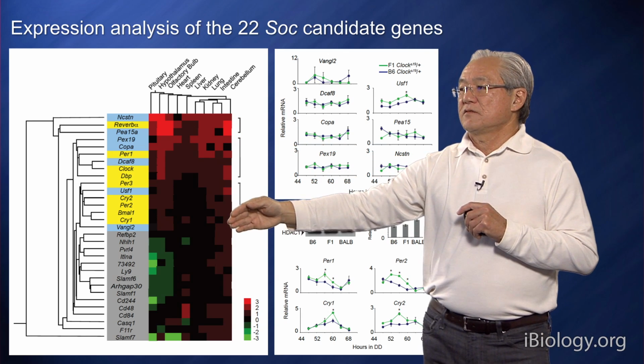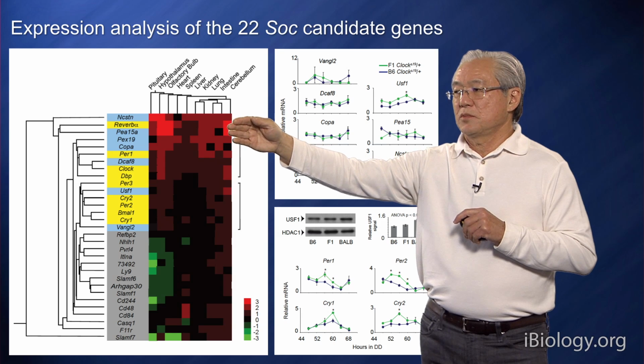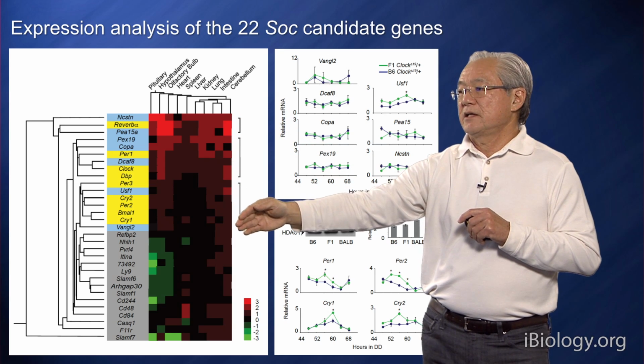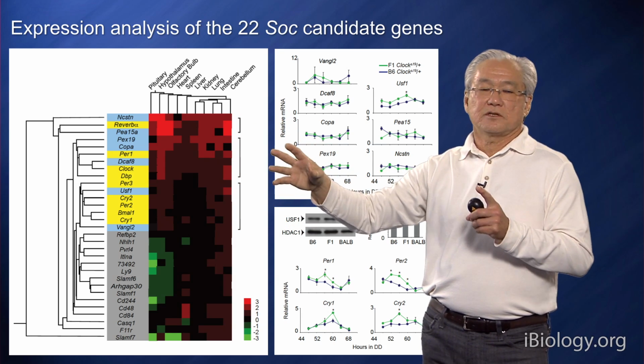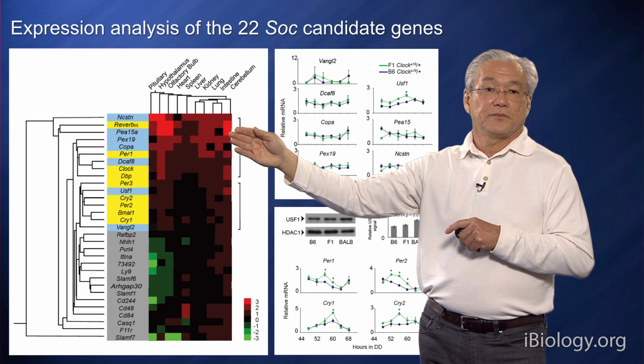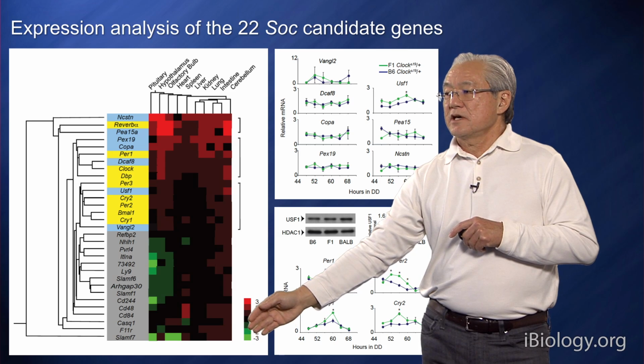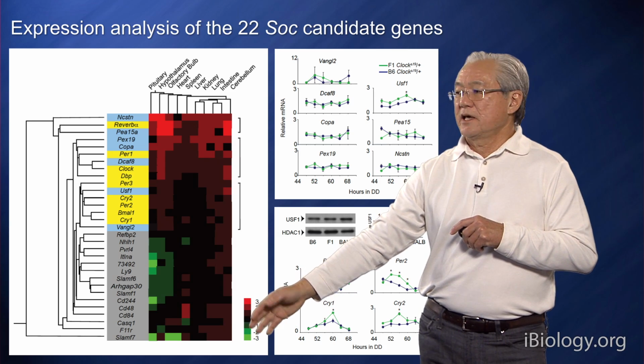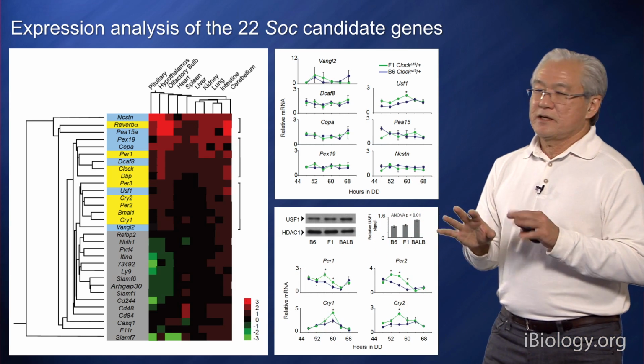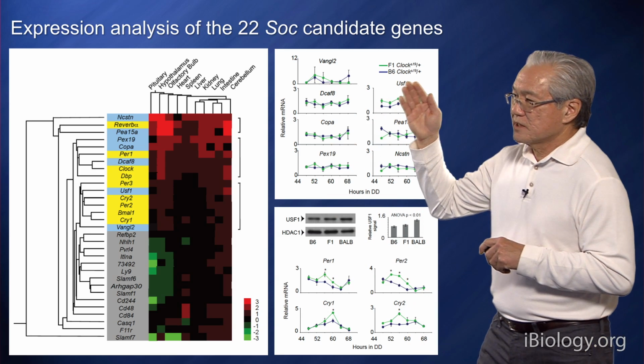And 7 of the candidate genes, shown in blue, had expression patterns similar to clock genes and clustered with them. The other candidate genes had very different expression patterns, and that suggested that they might not be involved. So we focused on these 7 genes.